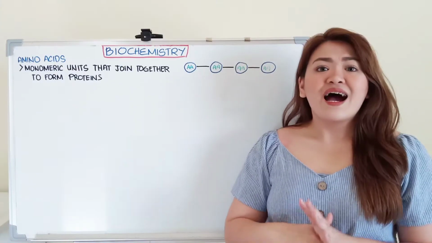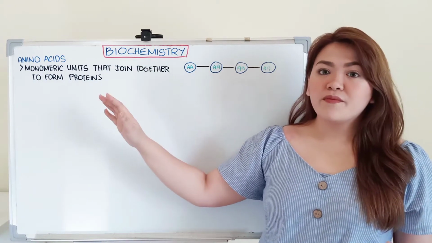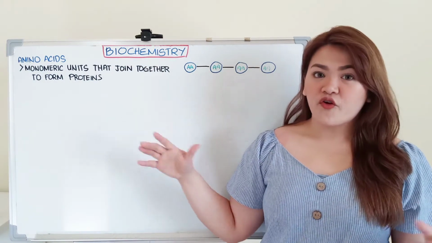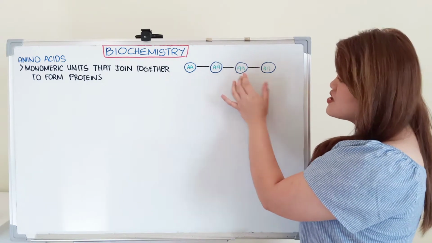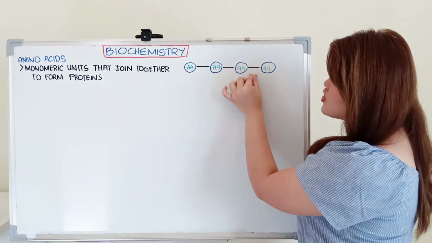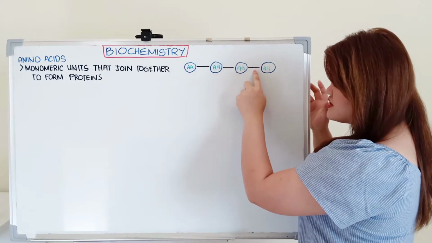Guys, I'm April. So for today's video, pag-uusapan natin how peptide bonds are formed. As we have said from the previous episode, amino acid is the monomeric unit that joins together to form proteins. For example, this is our amino acids. So they combine or link together to form our protein, and we call this linkage peptide bonds.